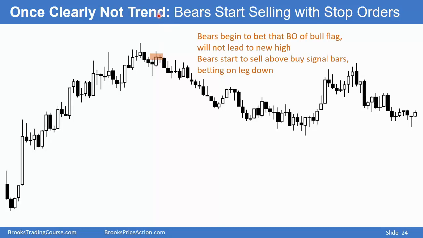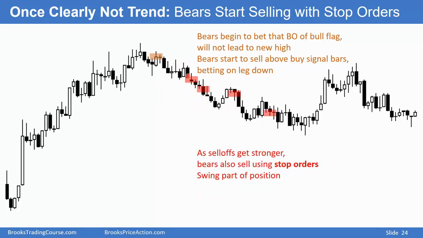Again, they probably have to use a fairly wide stop. Initially, they sell at prior highs, and then at some point, once they start to see consecutive bear bars, here 3 bear bars, they'll start selling above the high of the bear bar, betting that we will not even get to a new high, that will get at least a small second leg down.